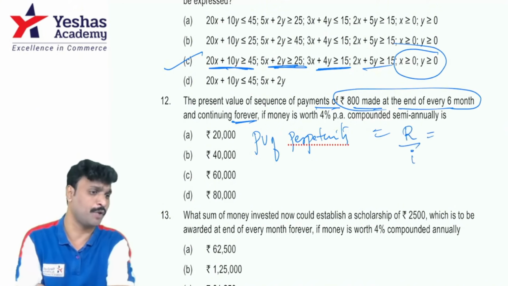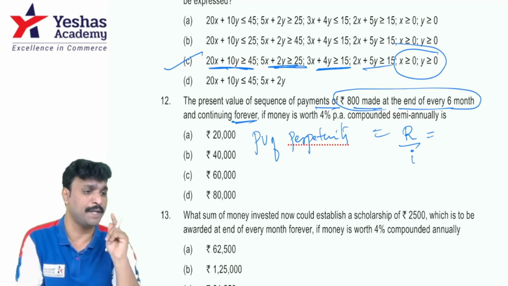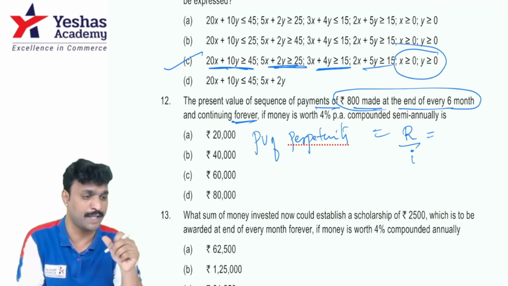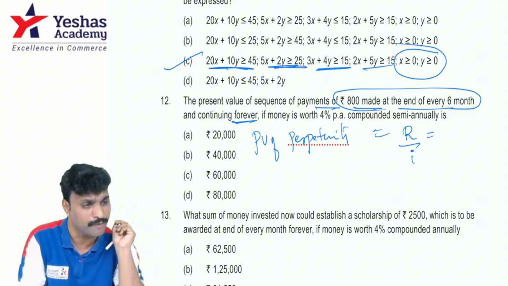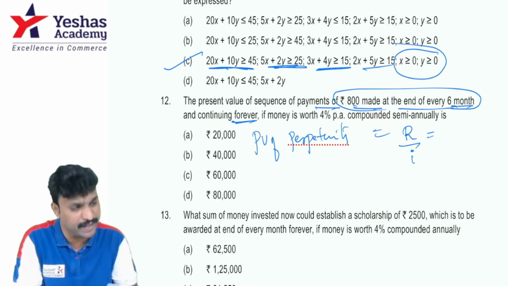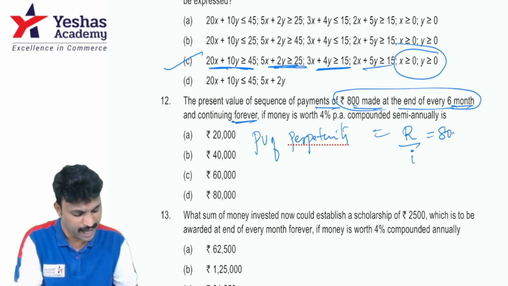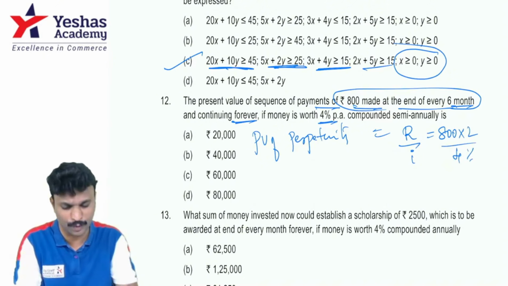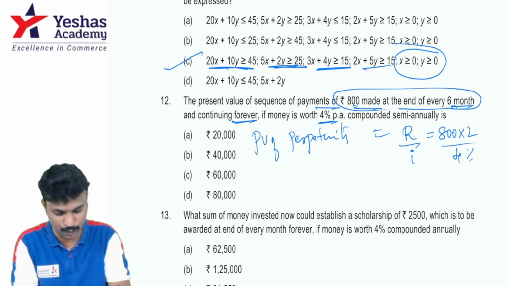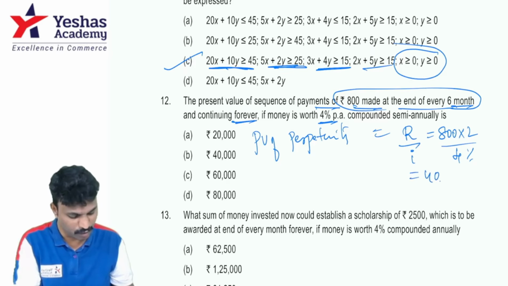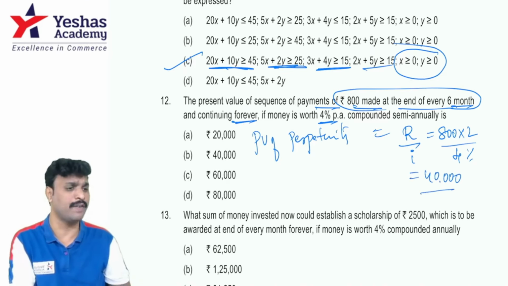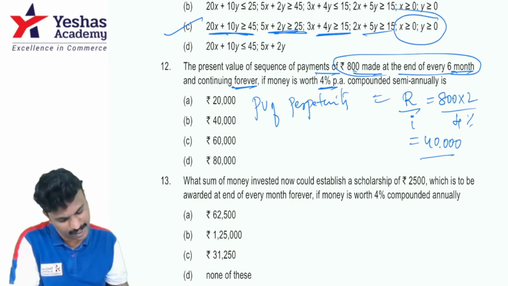I told you one thing, if you remember, both R and I must be in terms of same time duration. That means if I is per annum, even the receipt amount also should be expressed in terms of per annum. 800 rupees made every 6 months. That means for 1 year, 800 into 2. And 4% per annum means 4% only. So 800 into 2 divided by 4%. That gives you how much? 40,000.